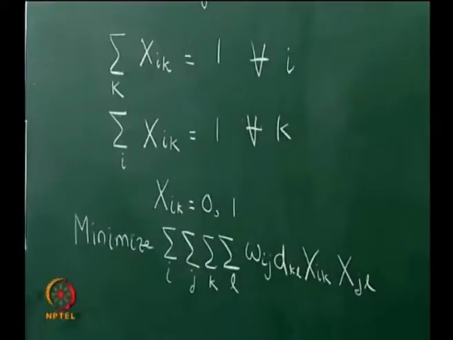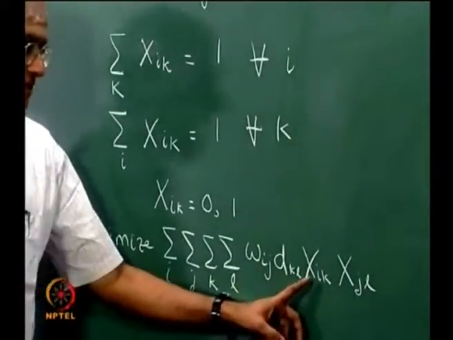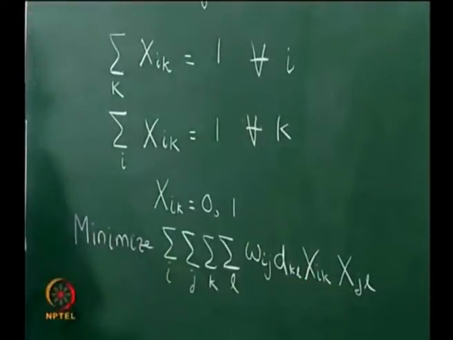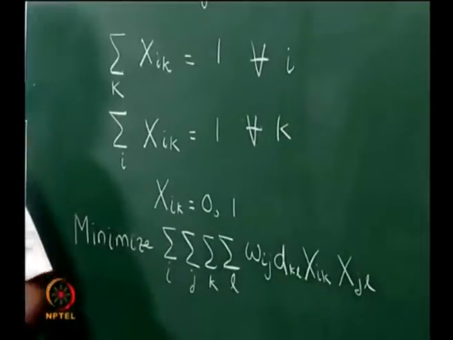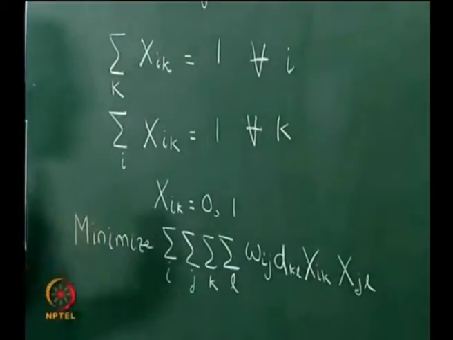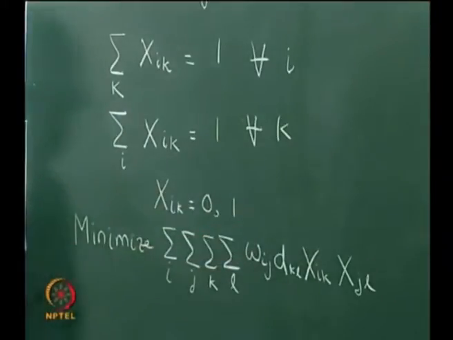The most important thing about this objective function is that it has a product of 2 variables, xik and xjl, summed over all possibilities. So, this objective is not linear because it has a product term that comes in.